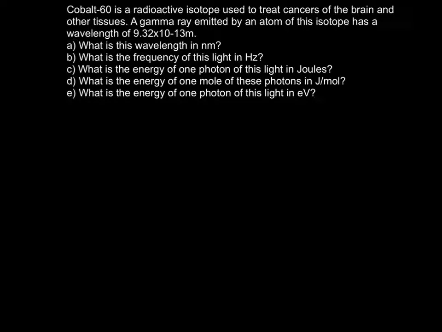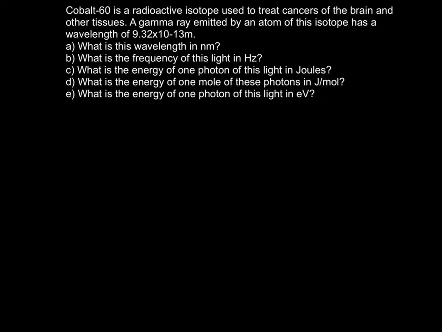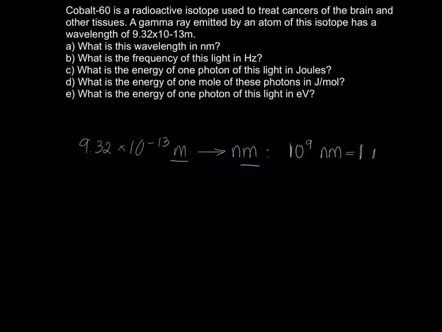So the first question, part A, is asking us what is the wavelength in nanometers? And so what they give us is 9.32 times 10 to the negative 13 meters. And basically what they want us to do is convert it to nanometers. And so both of them are units of length, so we just need to use a conversion factor, which is 10 to the 9th nanometers is equal to 1 meter. So as long as we set up the conversion correctly, we should be fine.